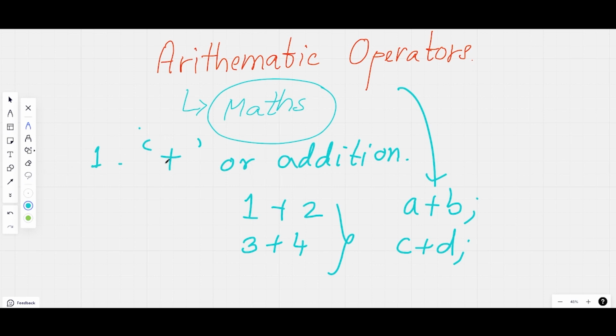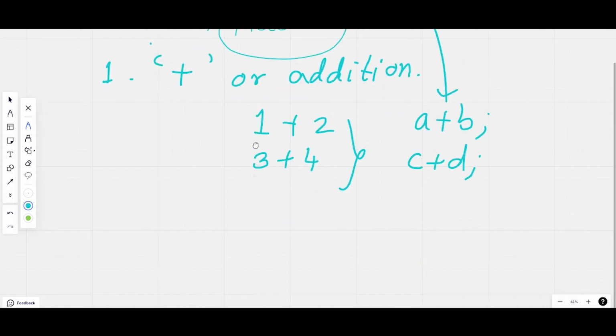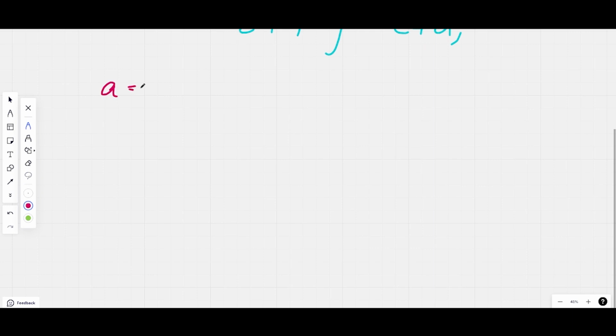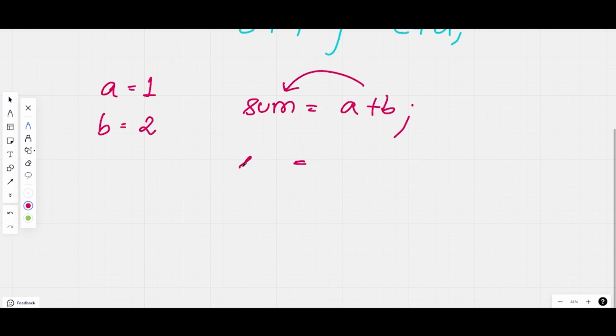For example, if I have to make two variables, a is equal to 1, b is equal to 2, you should know what will be the answer stored in the sum. If I print the sum, it will be 3. So it's very simple to understand arithmetic operators. The first one is plus. Second one would be subtraction, or minus. I'm pretty sure you can relate now.